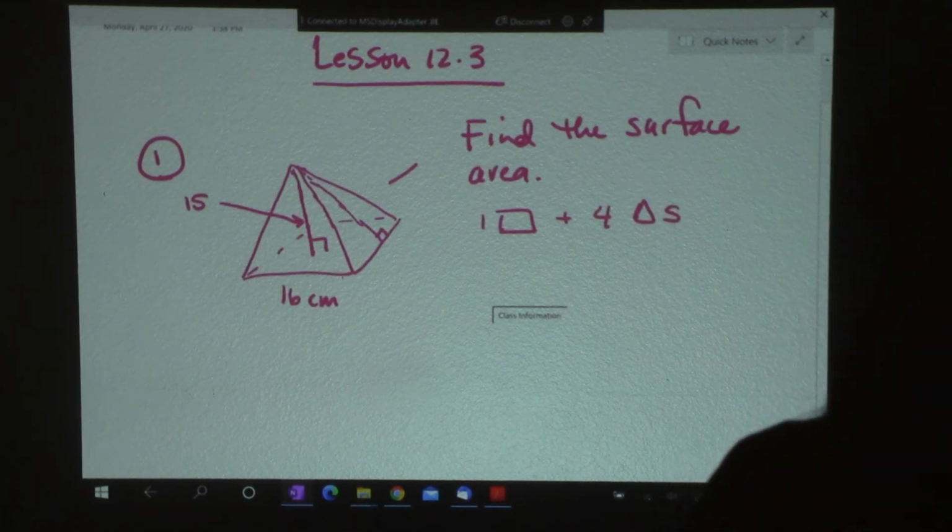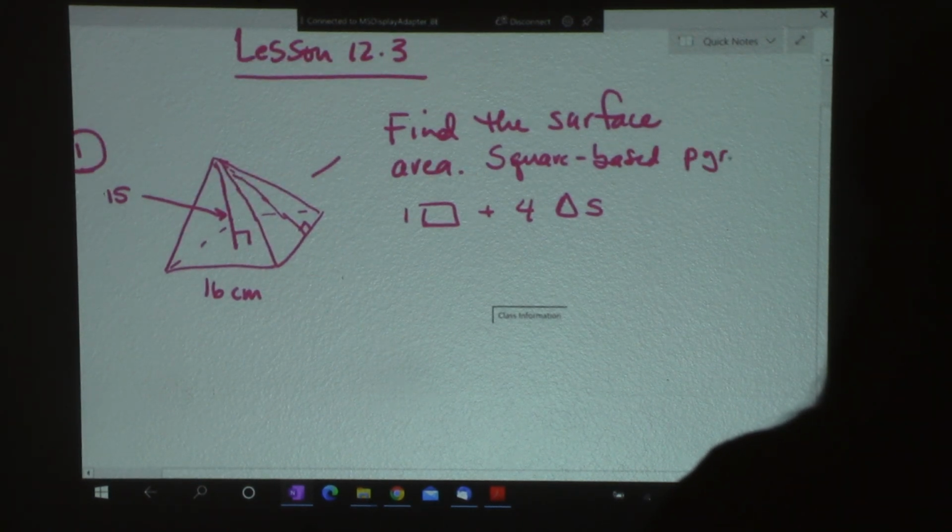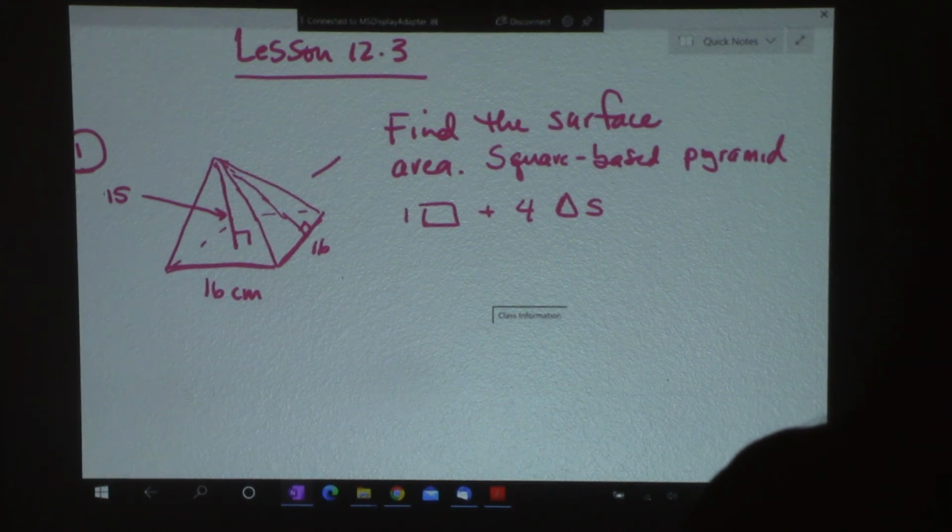Okay, so I'm told in the problem that it's a square-based pyramid. So that's our hint. So that if this is 16, then this edge must be 16 also. And when I'm trying to find the area of the base, I just multiply 16 times 16. Okay, now I need each triangle. So here's the triangle, and I have the base is 16 and I don't have the height.